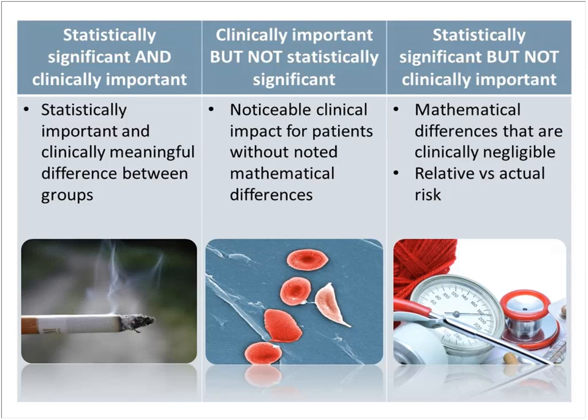Next is when there are clinically important but not statistically significant findings in a study. This occurs when there are noticeable clinical impacts for patients without noted mathematical differences. This happens with case studies, when a disease is rare and the literature starts out in case studies, case series, or small studies of patients. Those statistically significant findings just don't exist yet, but that doesn't mean there's not clinical importance there.